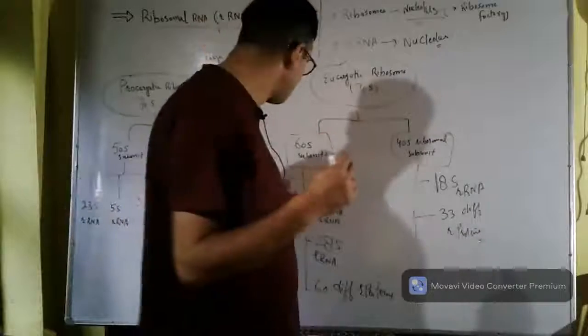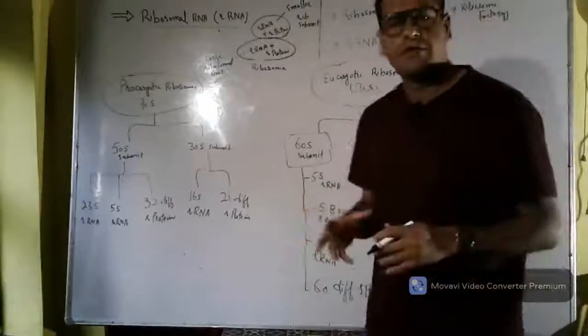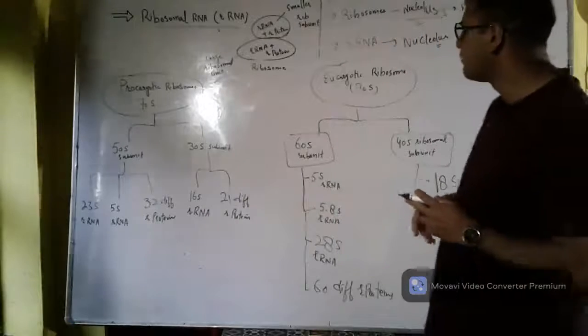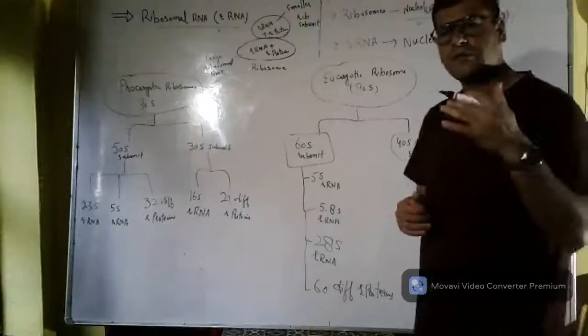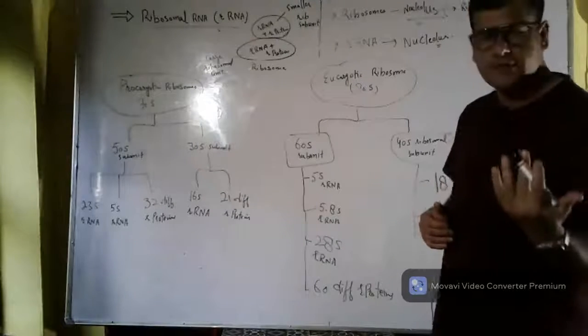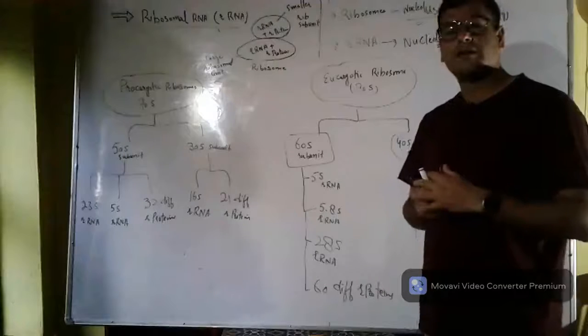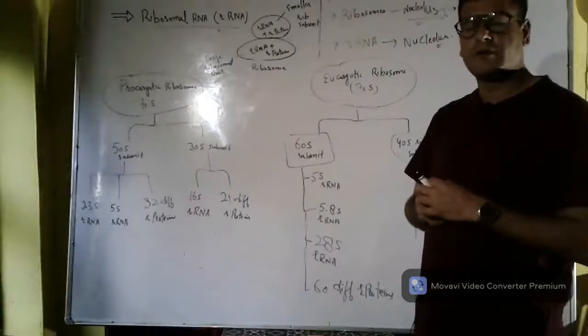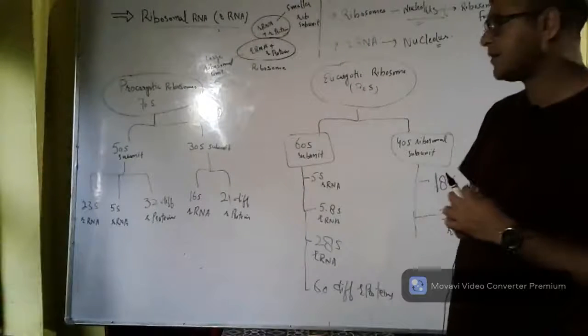You have seen yourself that these ribosomal RNAs are actively involved in the synthesis of ribosomes. One of the main components of the ribosome is ribosomal RNA, and another is ribosomal protein. So we say that the ribosome is called a ribonucleoprotein particle.